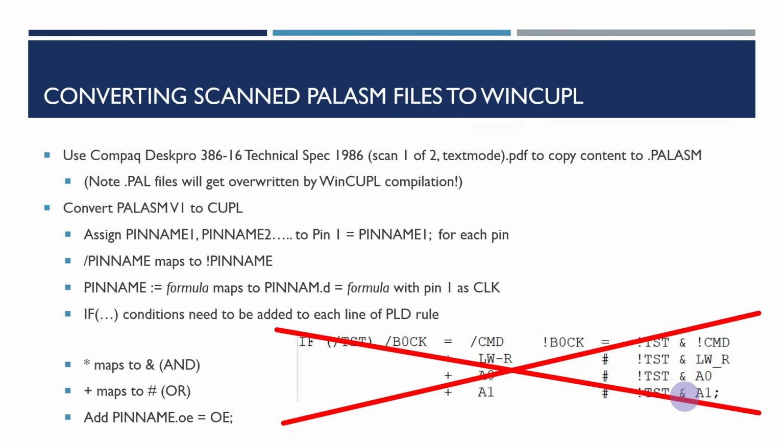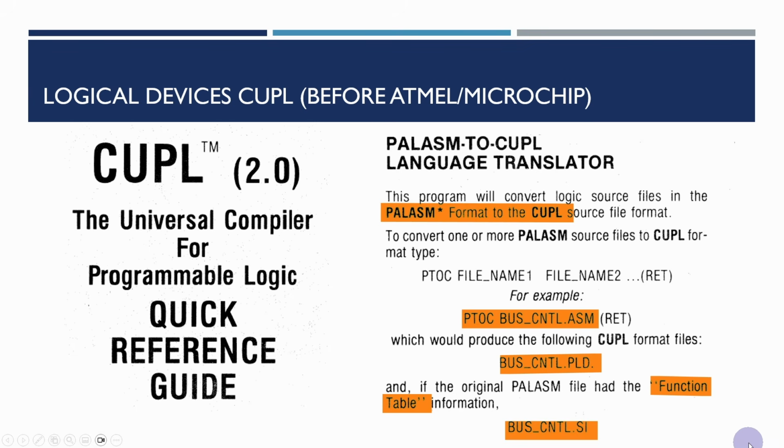This has been quite an exploration to get to the bottom of this, and I'm just going to share a few background bits now to work out how to convert these files properly. As I was looking for more information on the conversion of PALASM, I came across an early version of the CUPL manual. This was for the DOS version, not the Windows version, and it alluded to a particular utility that would convert PALASM files into CUPL, the PTOC utility.